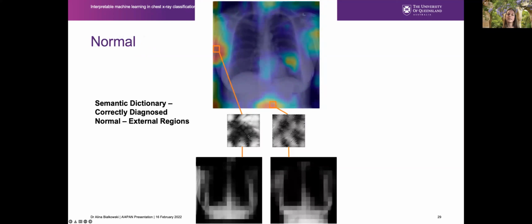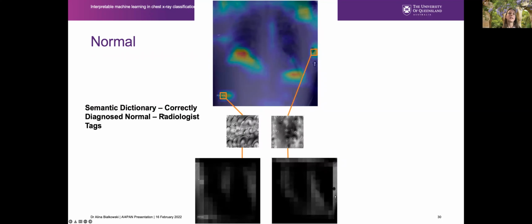Then for normal scans, typically what was being highlighted was regions outside of the lungs. And so interestingly, with this data set, it turns out that many of the normal cases were actually taken from a data set of children. So 0 to 5 years old, the curators of this data set found some examples of healthy patients. But interestingly, 0 to 5-year-olds, what are they going to appear as? So perhaps they're going to be thinner, and that comes up in these images here. And then similarly again, while this was correctly diagnosed, it's using the wrong information again.